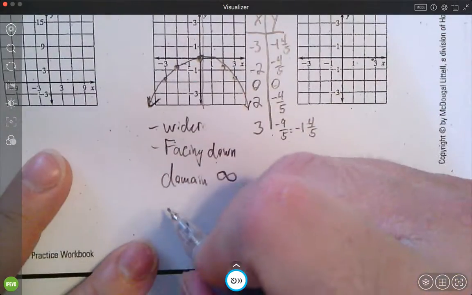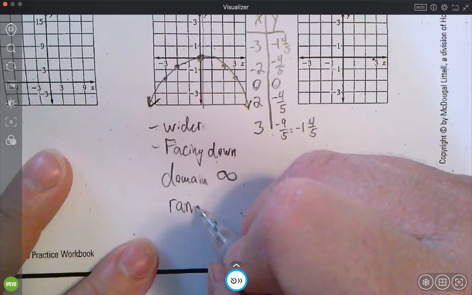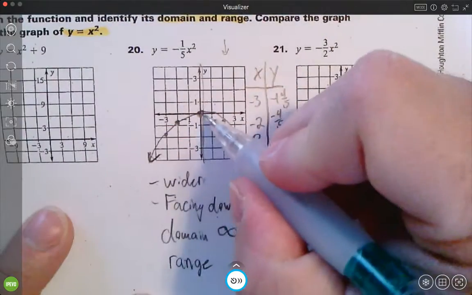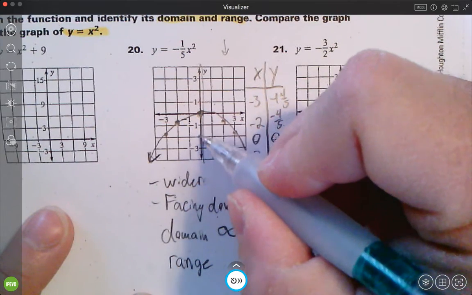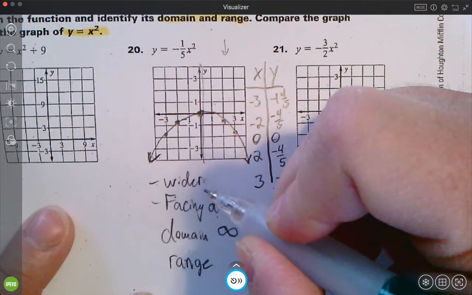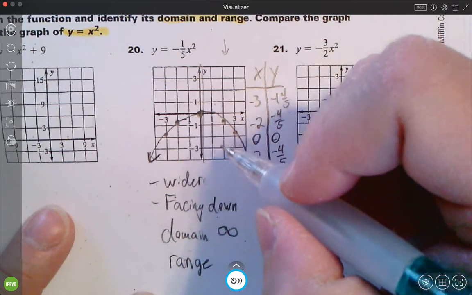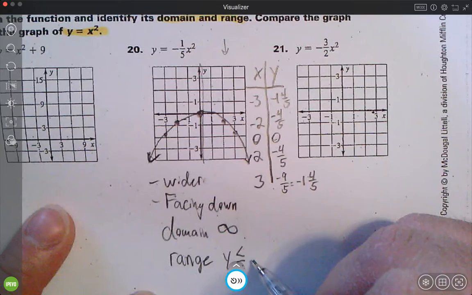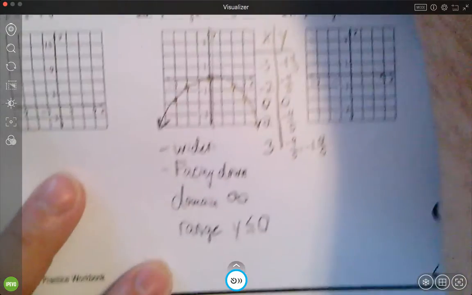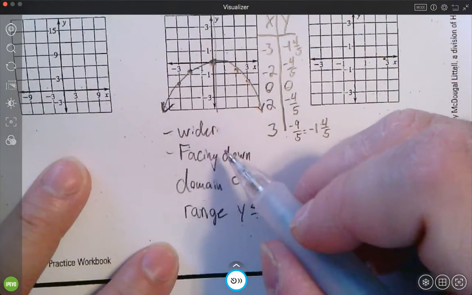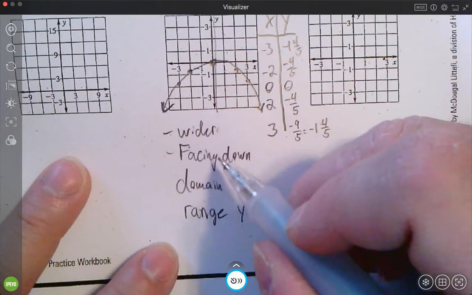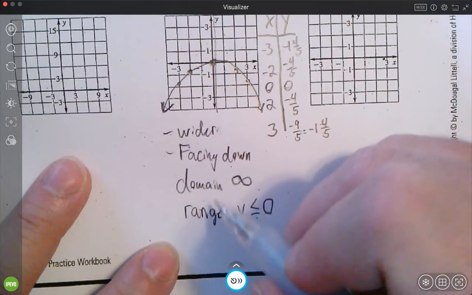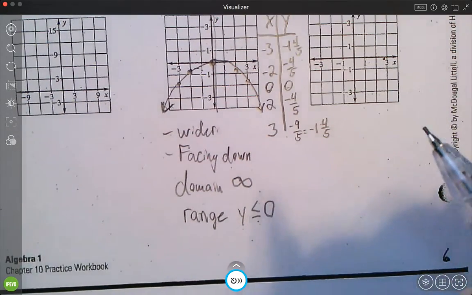And then my range is my y values. So my y values are going to include 0, and it's going to go down to negative infinity. So I would just say y is less than or equal to 0. So that's what, again, when you're doing your work, definitely write that it's wider. Make some type of comparisons to y equals x squared. And if you can figure out how to write the domain and range of some sort, that would be cool.